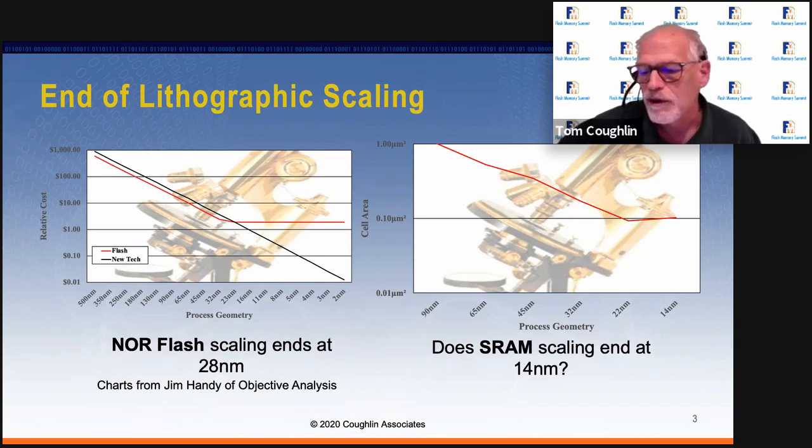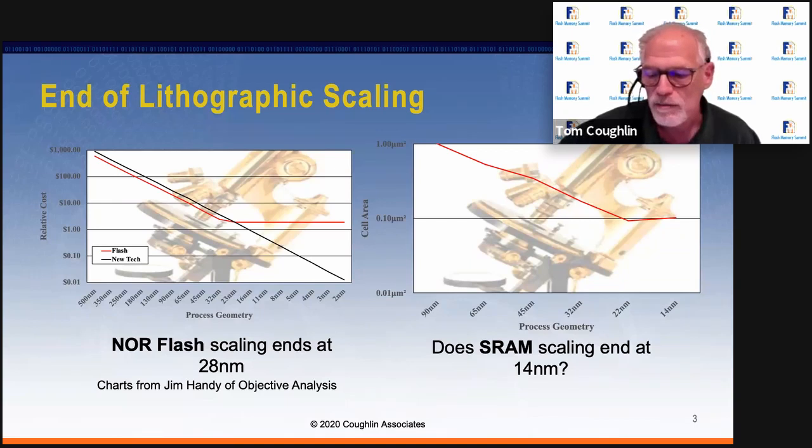NOR flash, the only non-volatile memory currently used to store the code in microcontrollers, ASICs, and other SoCs, is unable to scale at all past 28 nanometers. Its cost declines, indicated by the red line, cease at this point. To address these issues, manufacturers are migrating to new memory technologies. Emerging memories are needed to allow further cost reductions. These emerging memory technologies are represented by the black line on the chart to the left. Today, they are more costly than NOR flash, but they will eventually cost less than flash to produce since they can scale past 28 nanometers.